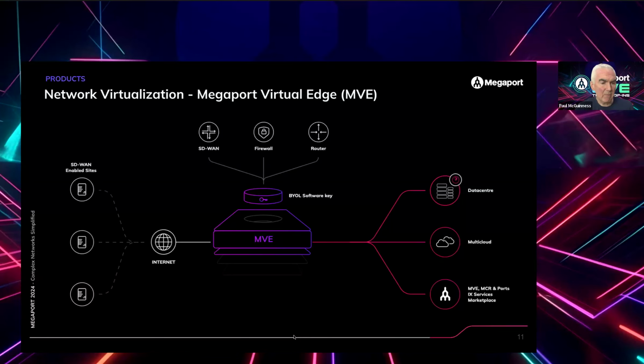Okay, we've also got the ability to connect the virtual edge back to data centers as well. So if you want to do a private connection from your data center to that virtual edge, you can just spin that up immediately as well. All you need is the cross connect to the port in the data center, and then you've got the ability to make that connection immediately.